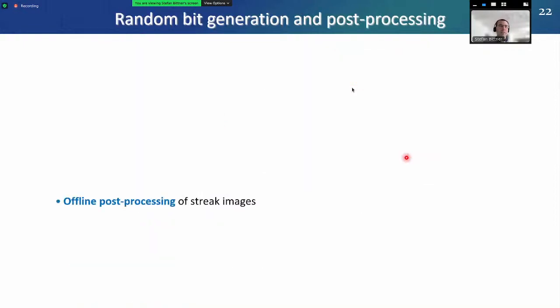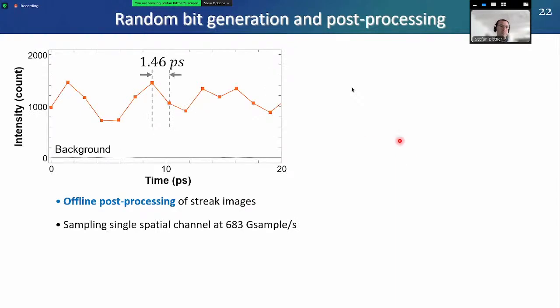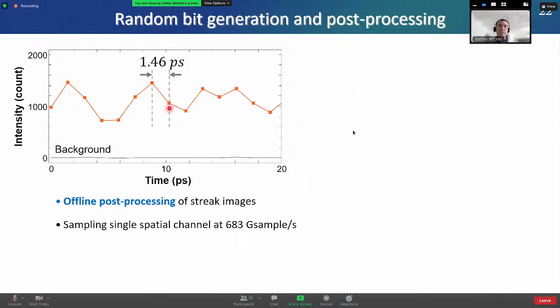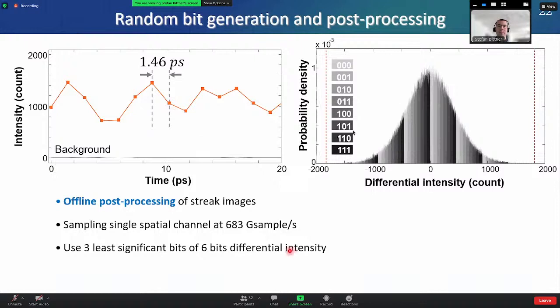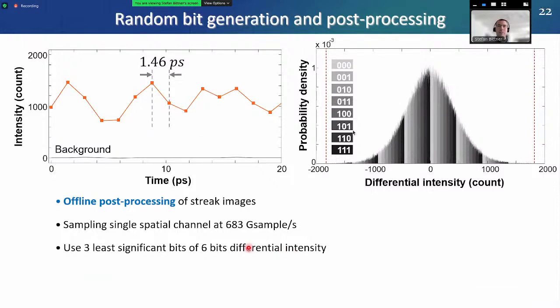Now, the final step is to actually generate the random bit streams, which was done with offline post-processing of the measured streak images. Here you see the digitized time trace of a single spatial channel. We used a sampling rate of 680 gigasamples per second. And then we determined the differential intensity, meaning the difference between the intensity of adjacent sampling points. The differential intensity was digitized by 6 bits, of which we, however, retained only the 3 least significant bits.